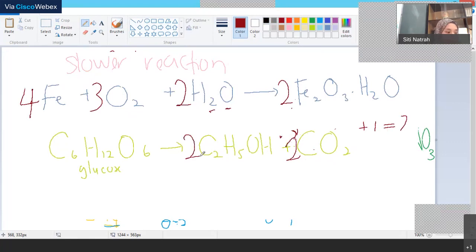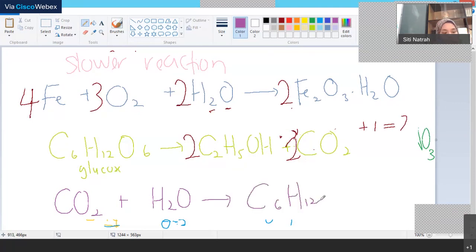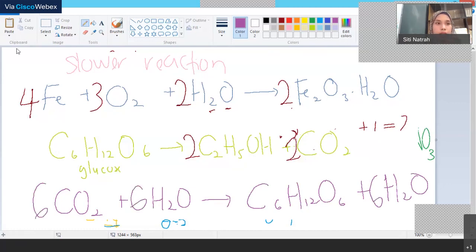Okay, how about the photosynthesis? Last one. For the photosynthesis, CO2 reacts with H2O, and then we can form C6H12O6. So again, you must balance. Okay. So here is a chemical question about some examples of faster reactions and slower reactions.